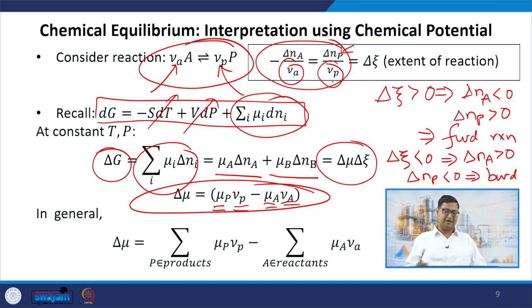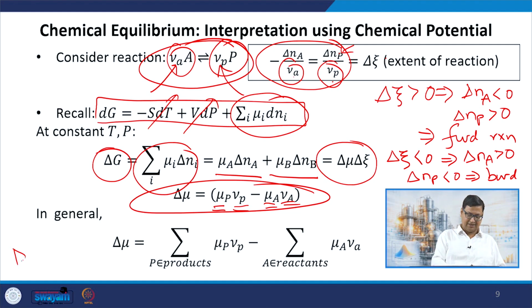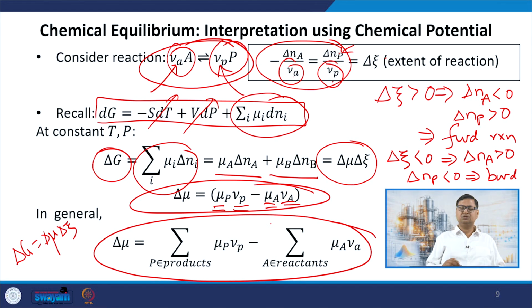In this particular case, I have only one reactant and only one product, but I can extend this idea, and in general, I still can write delta G as delta mu delta zeta, but then I need to sum over all the products in the first term and all the reactants in the second term, right?